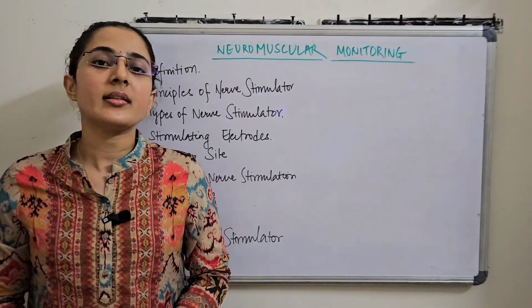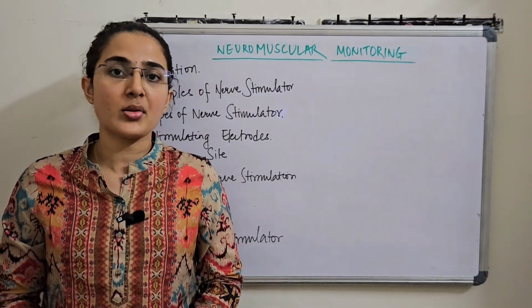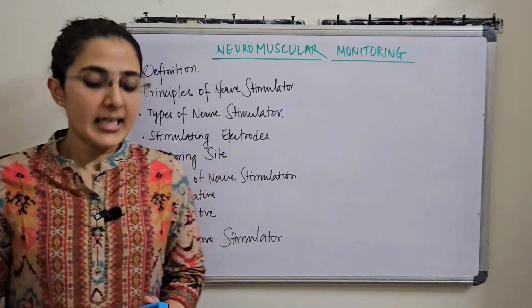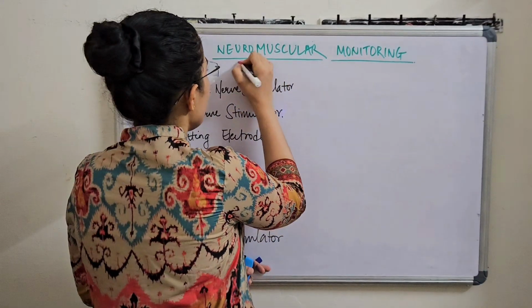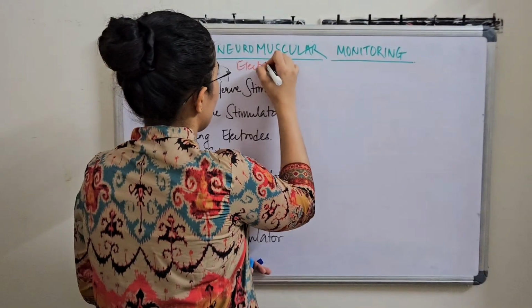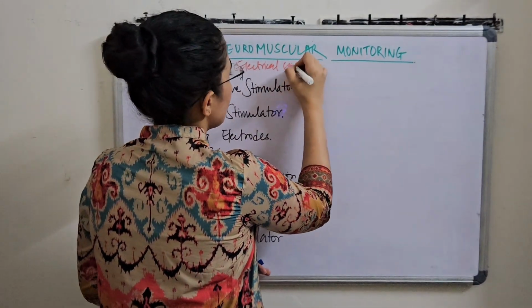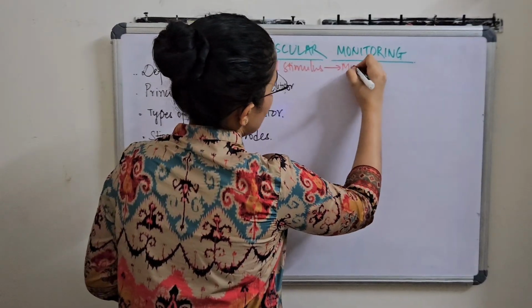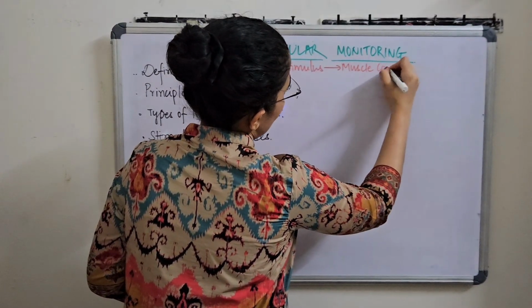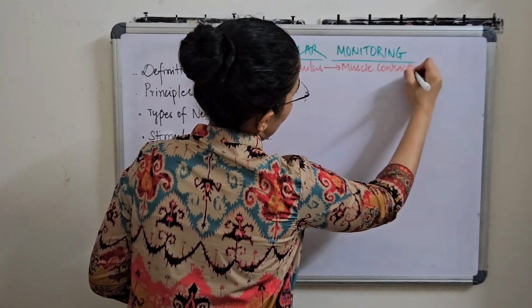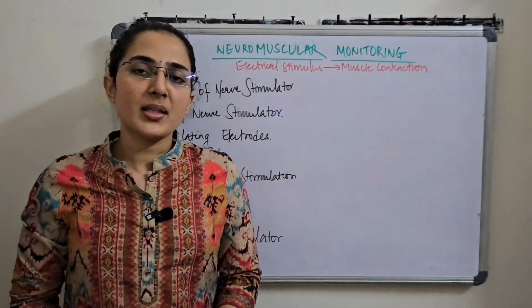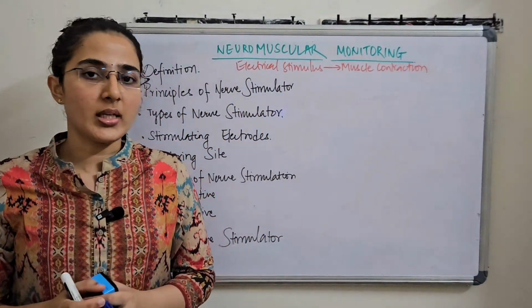So what is neuromuscular monitoring? It is to elicit the magnitude of the neuromuscular blockade by giving a stimulus in the form of an electrical stimulus. The electrical stimulus is given and the response is seen in the form of a muscle contraction, and this is called neuromuscular monitoring.